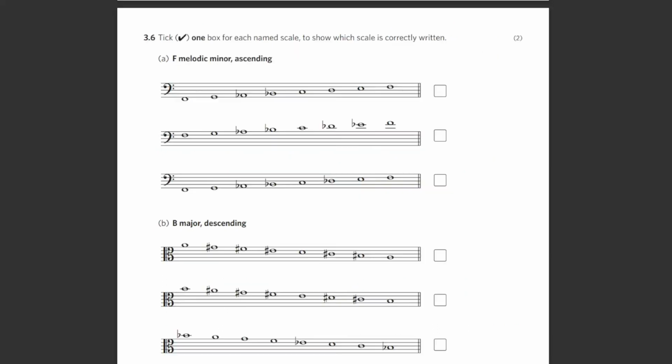Okay, done. All right, let's move on to section 3.6. Let's take a look at A. You are asked to find which of the following is the correctly written scale of F melodic minor ascending. If you have a melodic minor and it is ascending, you will need to sharpen the 6th and the 7th note. So let's write it out: F, G, A, B, C, D, E, F. I have not put in the accidentals yet.